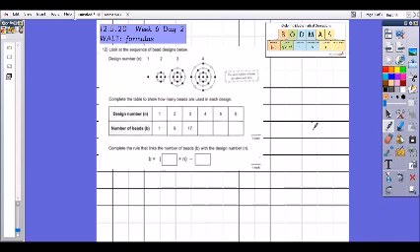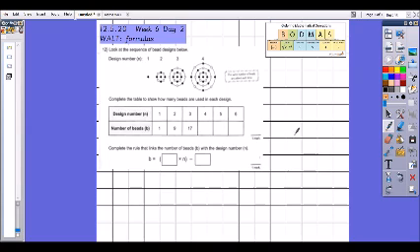The last question we're going to look at is number 12. It says, look at the sequence of bead designs below. Complete the table to show how many beads are used in each design. So we know that the design number is N and the number of beads is B. So for design 1, there is 1 bead, 2, there is 9 beads, 3, there is 17 beads, and we need to work out how many beads there will be in 4, 5, and 6.